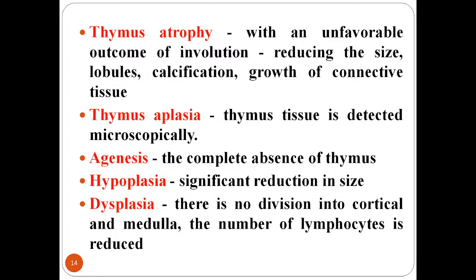Next pathology, thymus aplasia. In this case, thymus tissue is detected only microscopically. Agenesis is the complete absence of the thymus.